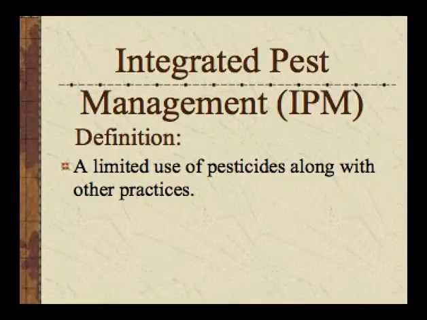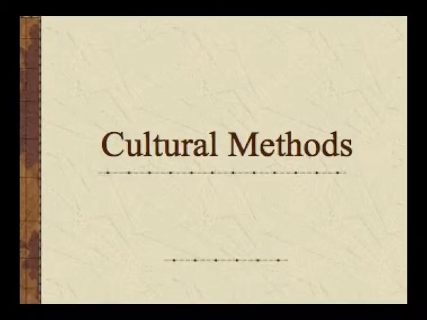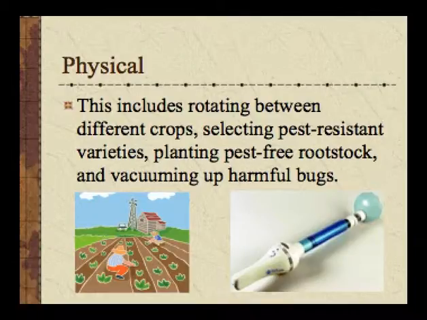The last thing before we close is Integrated Pest Management, IPM, which you need to know for the AP exam. This is a limited use of pesticides along with other practices, which we will talk about in class tomorrow. Other ways to control pests may be to fool the pest through cultivation practices, or implant genetic resistance. So this is where GMO comes in. Bring in natural enemies, use pheromones to lure pests into traps, maybe use hormones to disrupt the life cycles. And we'll get into more cultural methods tomorrow that include physical as well as biological methods.